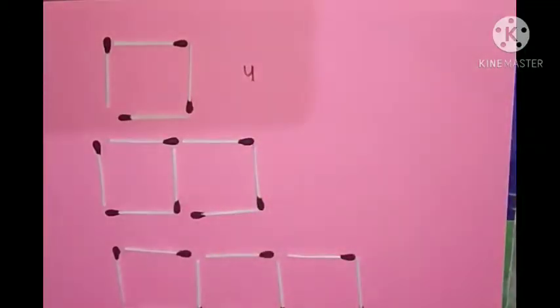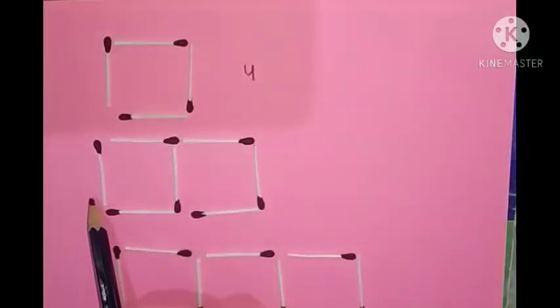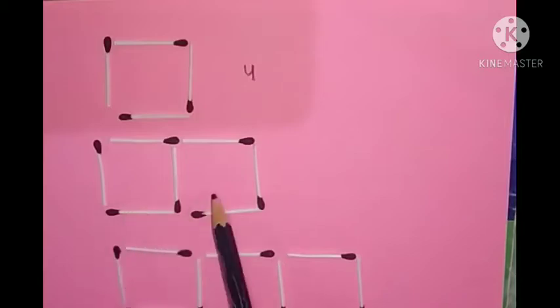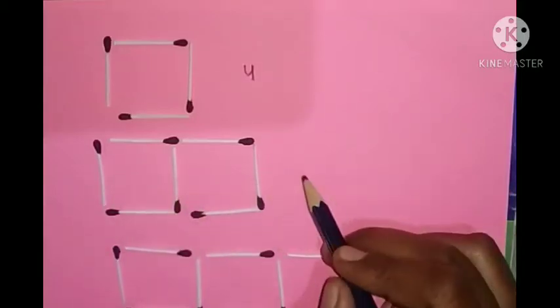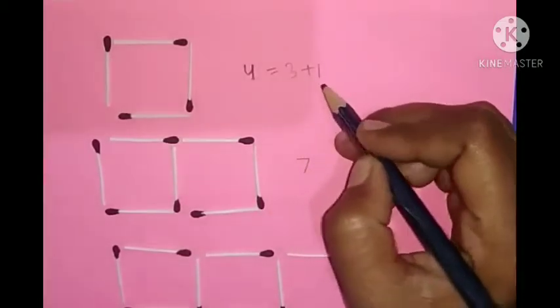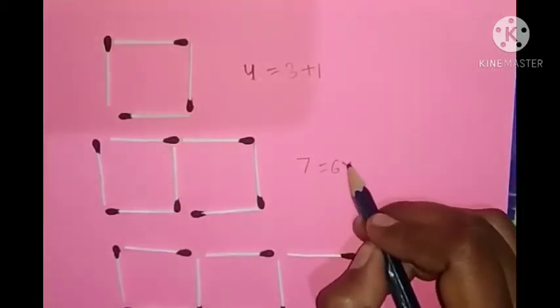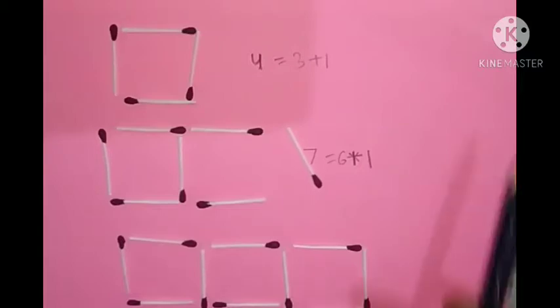So you can write 4. And look at the second picture. What have we done? We have made 2 squares. And that is made up of how many matchsticks? We'll count 1, 2, 3, 4, 5, 6, 7. So 7. So here we can write that 3 plus 1 equal to 4. This is 6 plus 1 equal to 7. We can write it like that. Next you see.